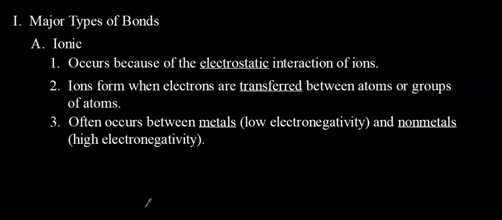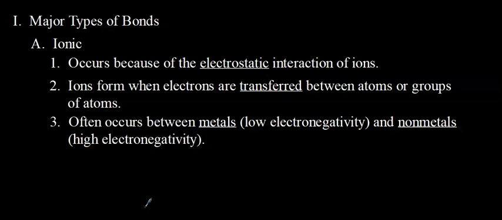Ionic bonds occur because of the electrostatic interaction of ions. That term electrostatic refers to attraction between oppositely charged particles. So we have ions that are attracted to each other, and this produces something called an ionic bond. Ions form when electrons are transferred between atoms or groups of atoms. So we have a transfer of electrons from one atom to another atom, producing oppositely charged particles called ions, which again, these stick together.